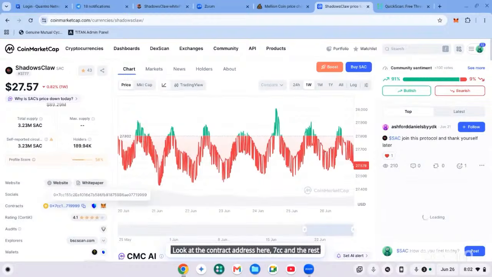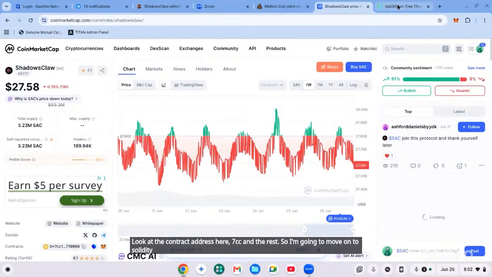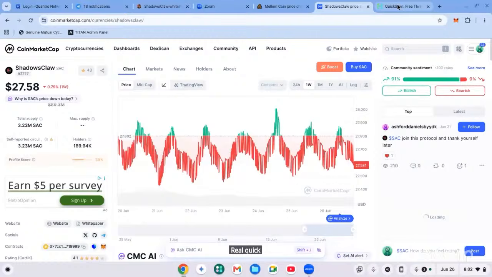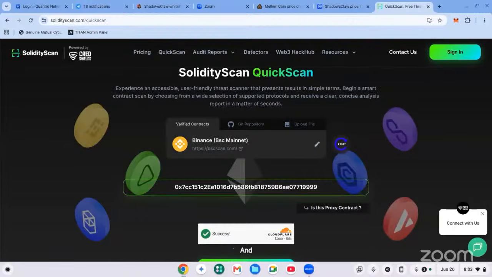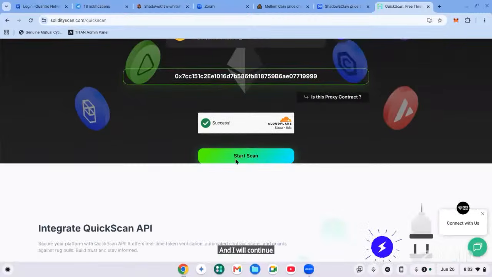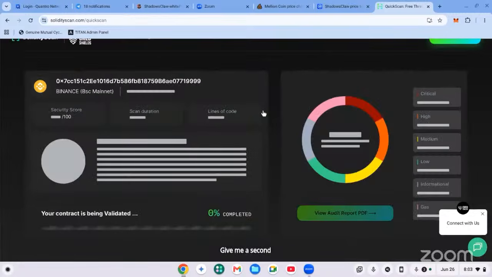So I'm going to move on to Solidity Scan real quick, and I will continue with the scan. Give me a second. Someone actually distracted me.